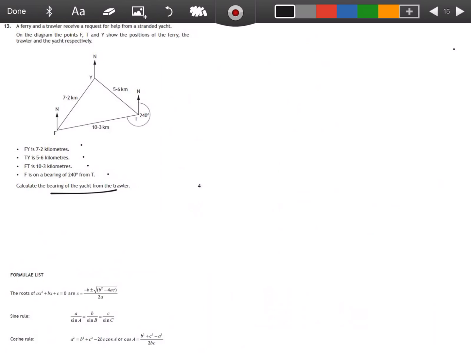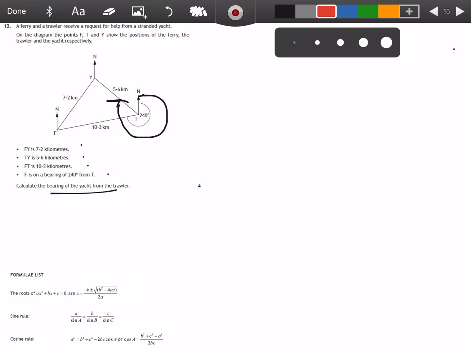Let's see. The bearing of the yacht from T, so start from T clockwise, going all the way round to the yacht. See that angle there that I put in black, that if I was to guess might be something like 300 or something, that's the angle we have to work out, okay? Now trigonometry deals with angles inside triangles. Trigonometry is not going to work out that angle for us. However, trigonometry is going to work out this one, the wee one in the middle.